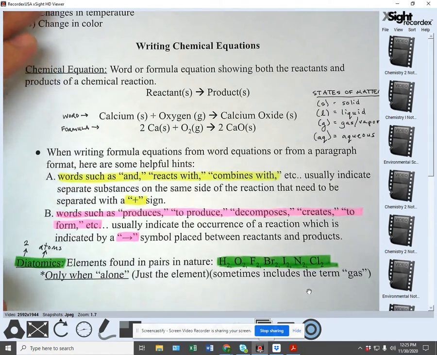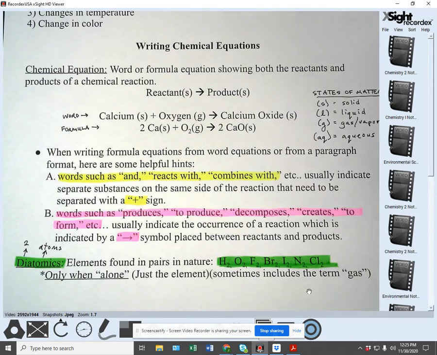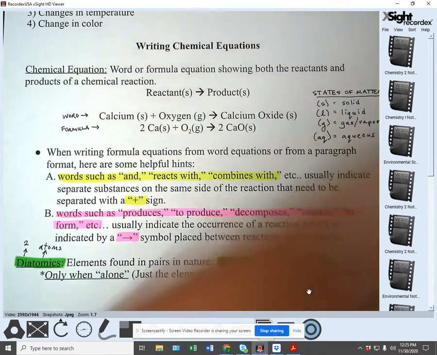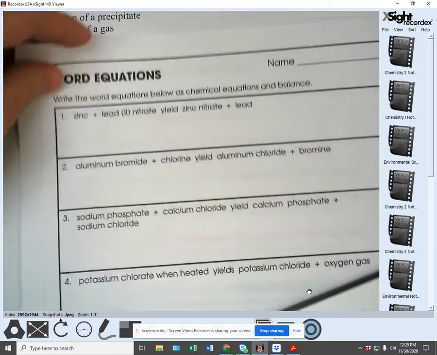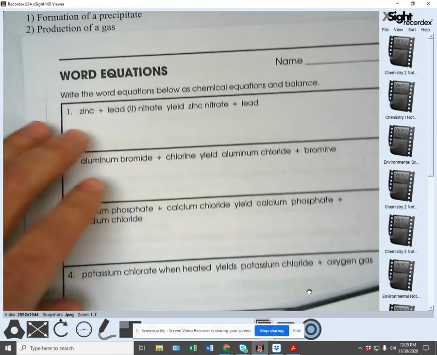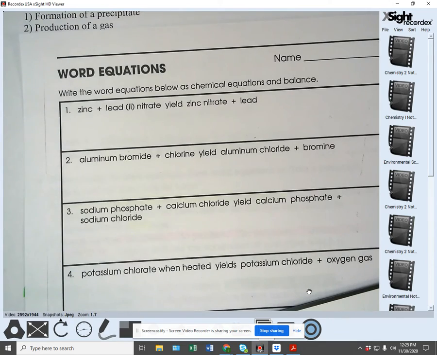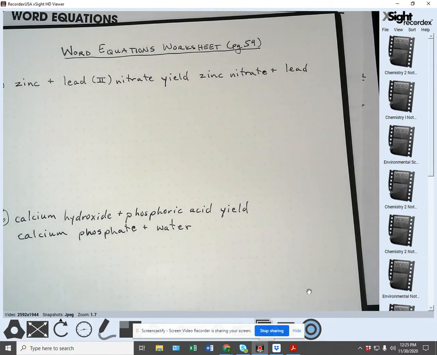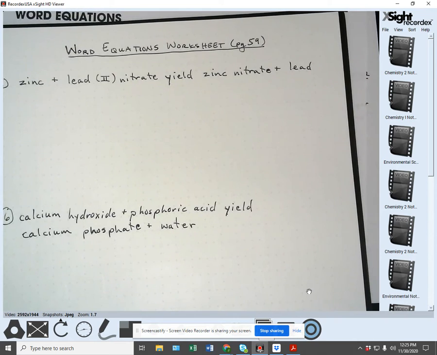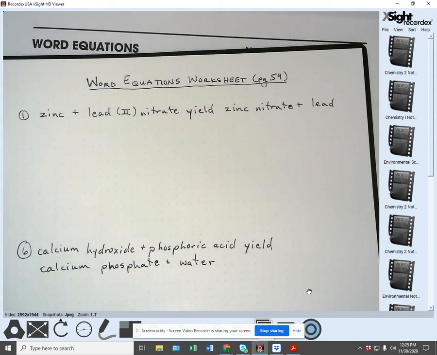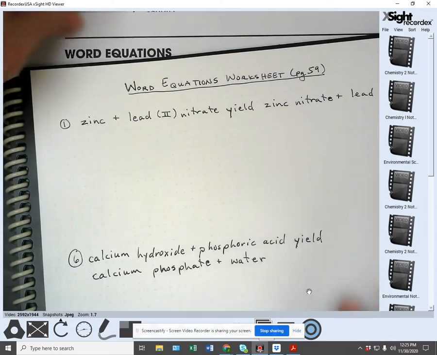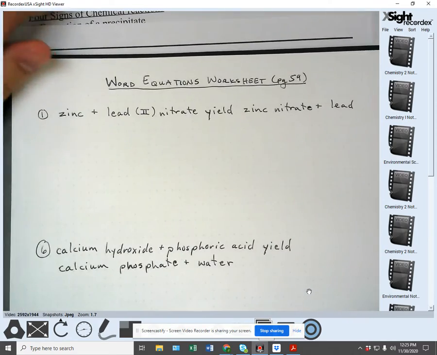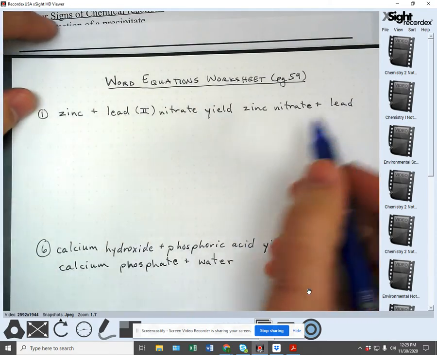All right. We're going to take a look at a couple of examples from the homework that you guys have. So this word equations homework here, you're going to write the equations and balance them. I'm going to do it on a sheet so I can upload this so you guys can see it when I'm done. I'm going to do numbers 1 and 6 off this worksheet.